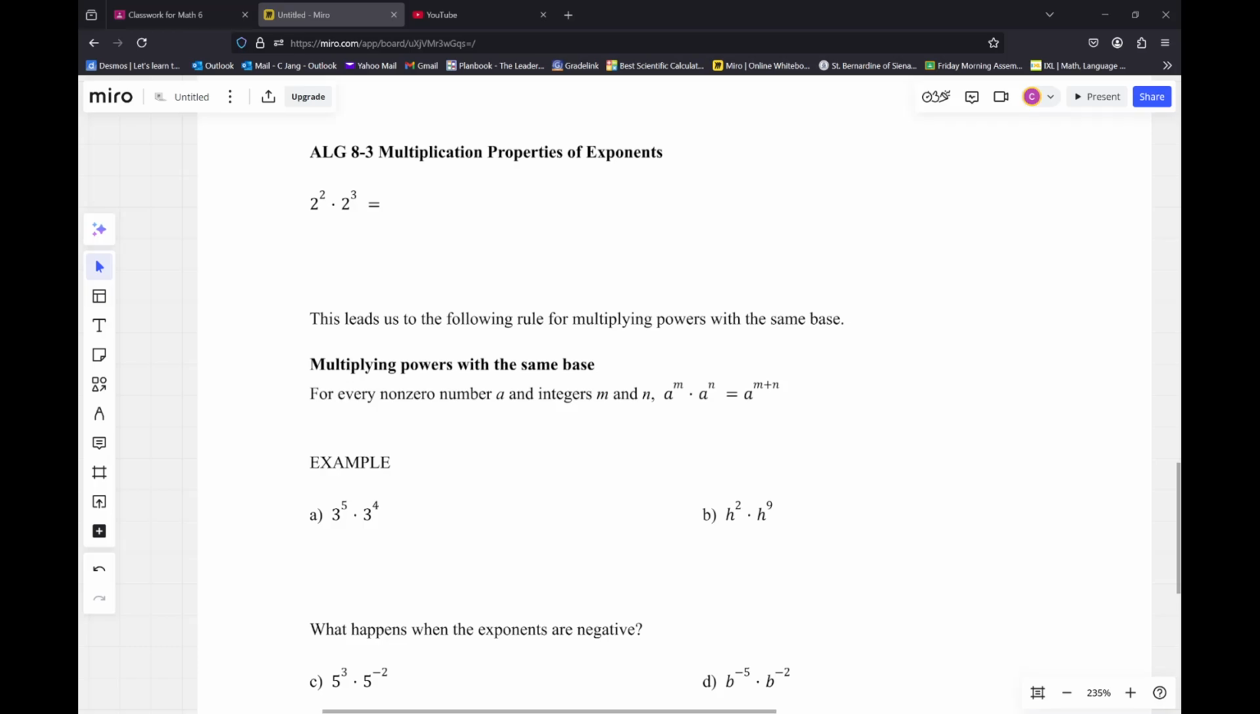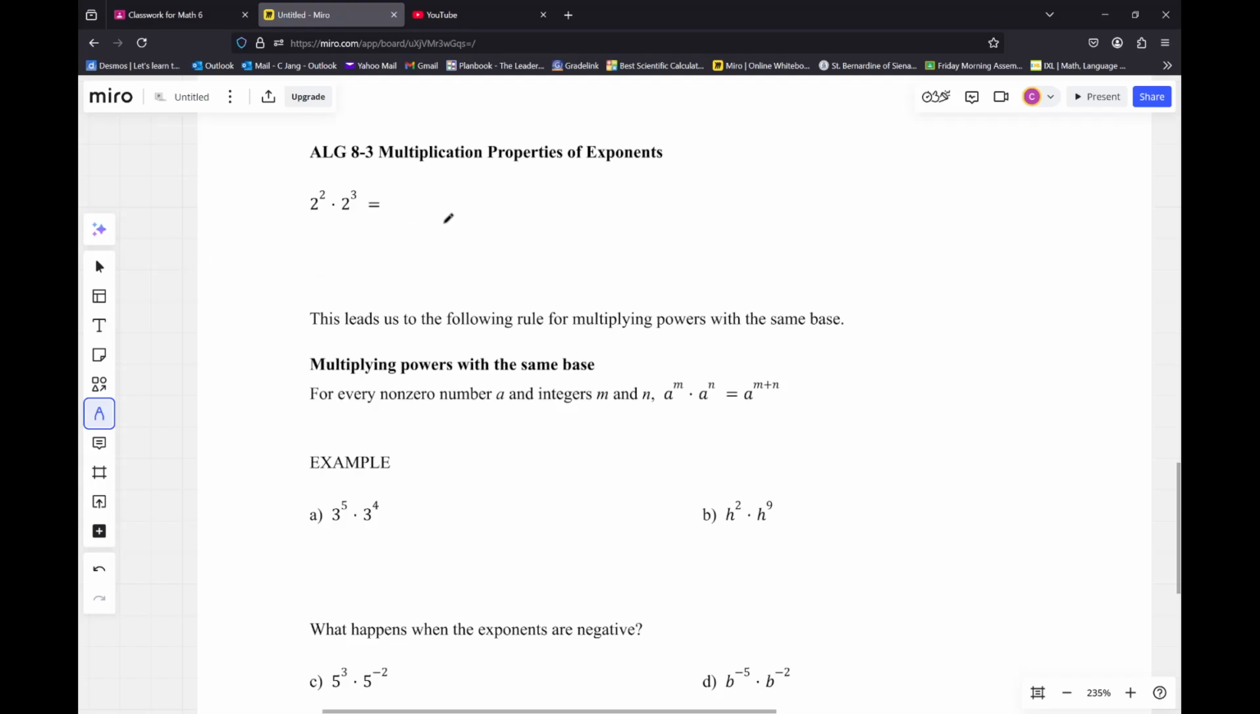Okay, everybody, here is multiplication properties of exponents. So here I have some exponents and I am multiplying them. Now the first property that we're going to talk about is what does it mean when we're multiplying exponents, okay?